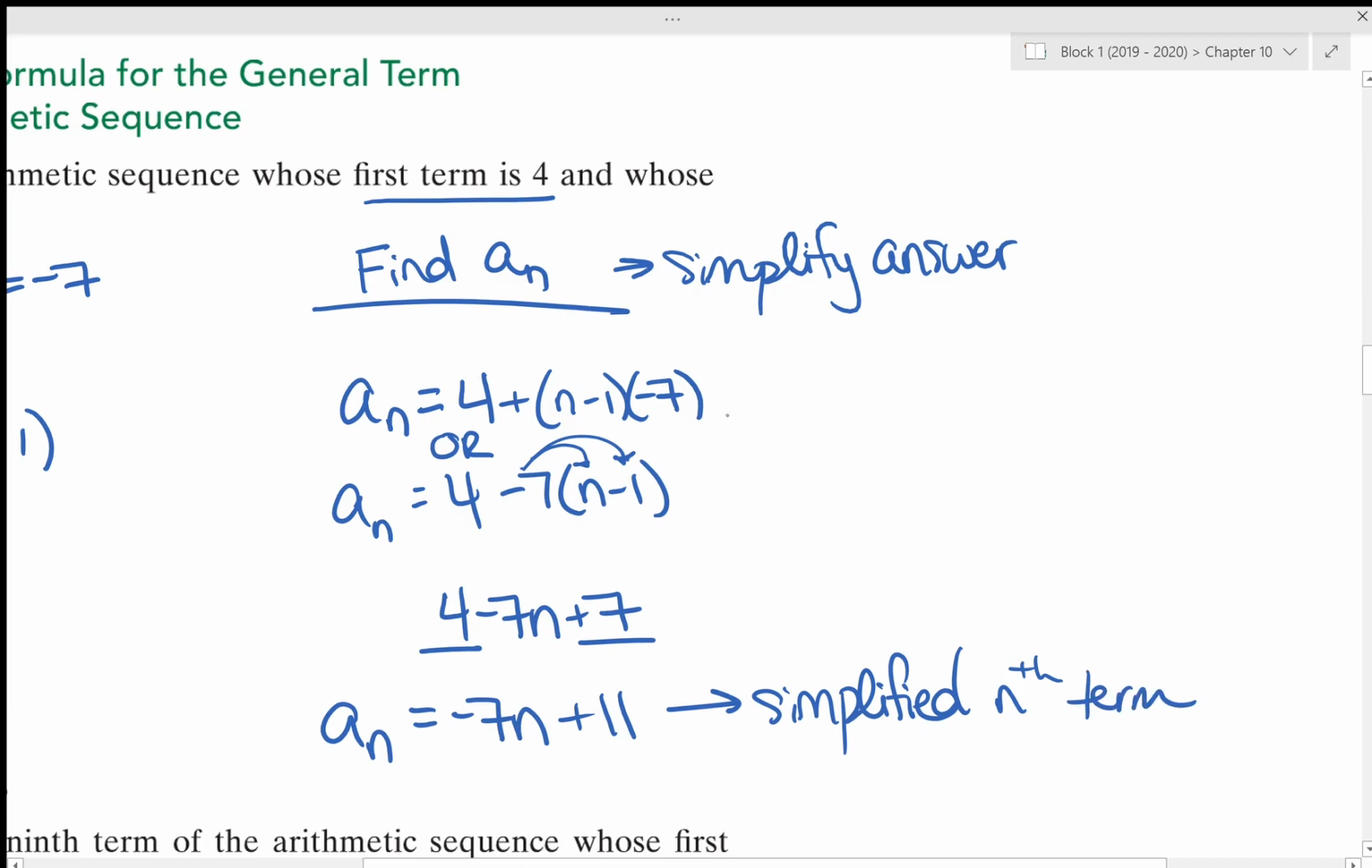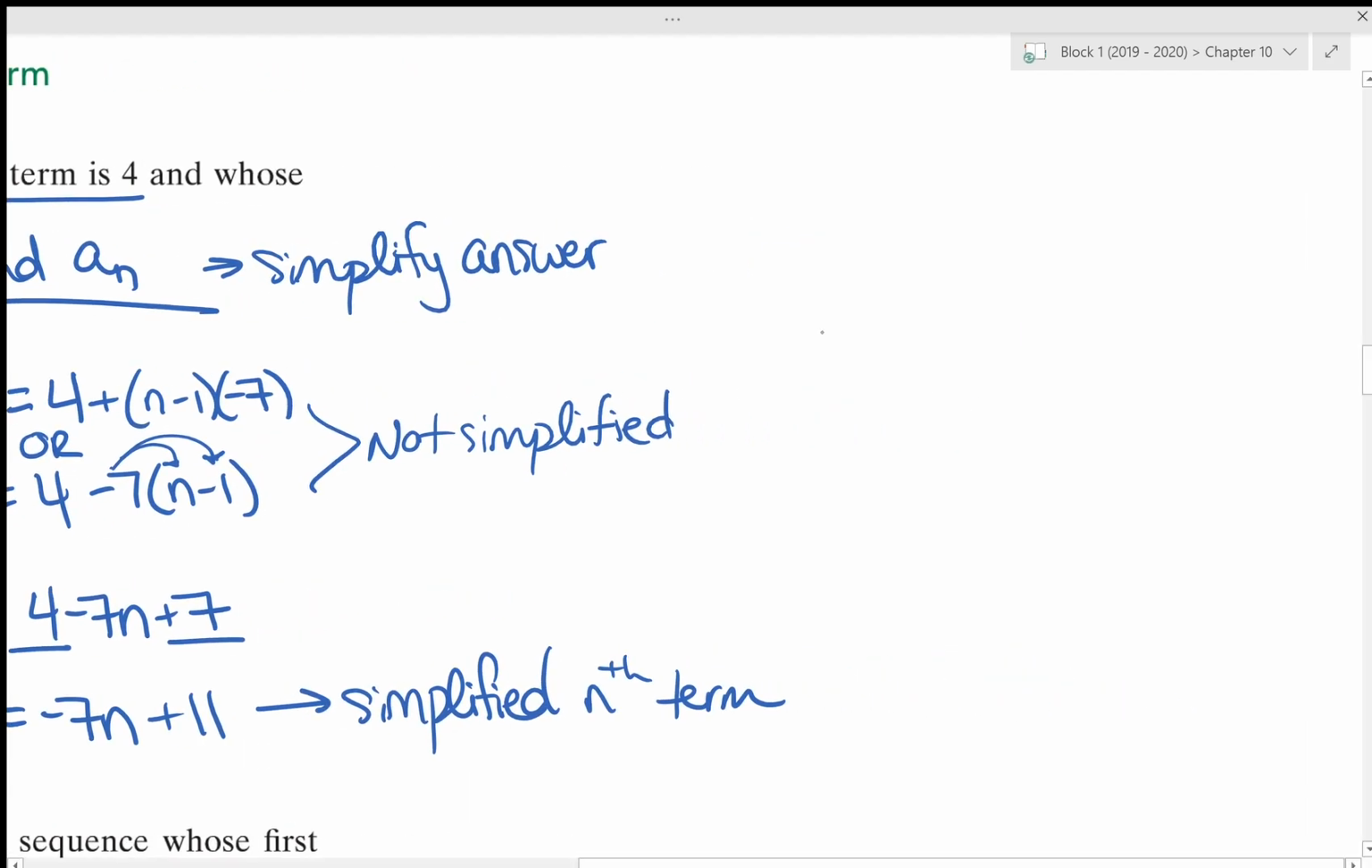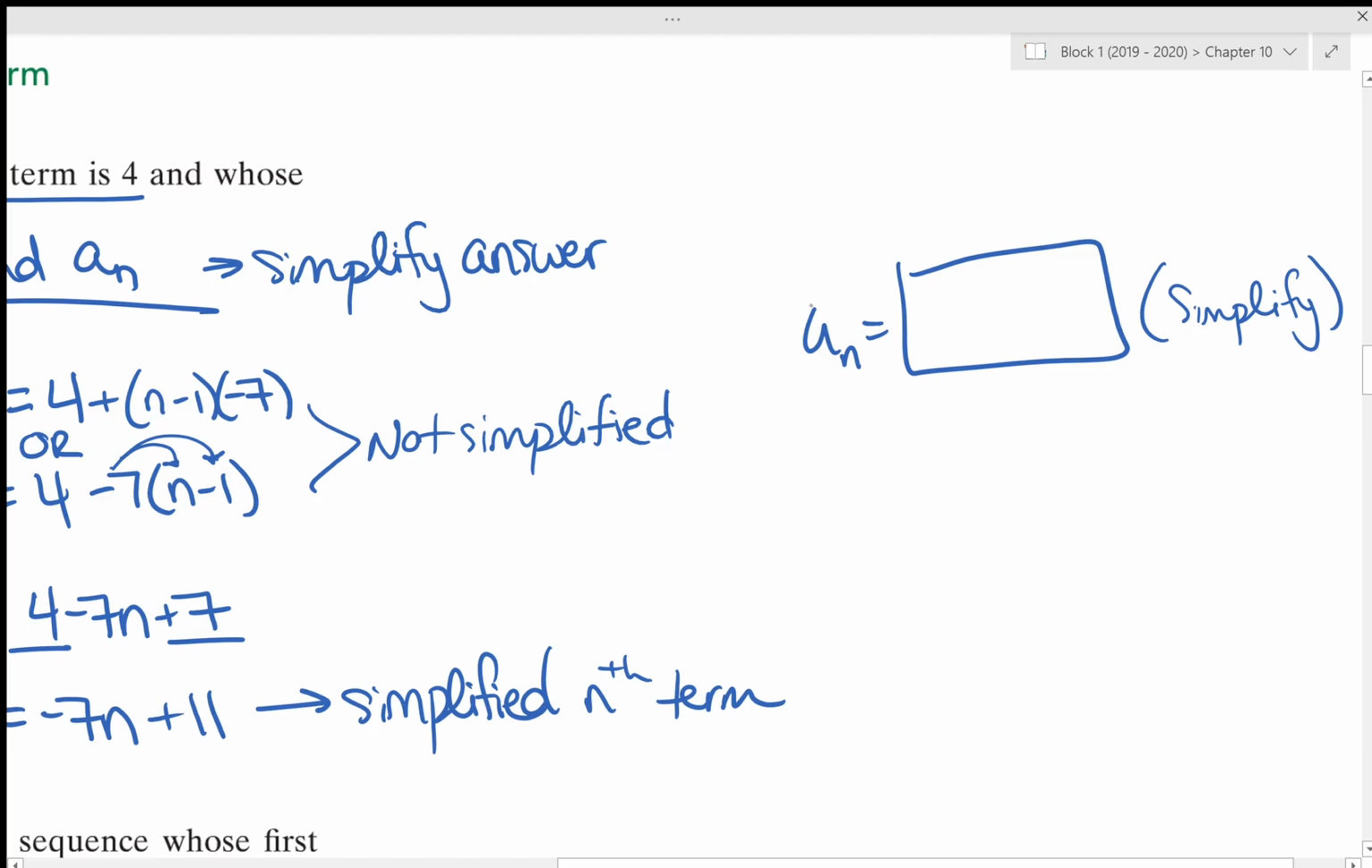Okay? This is not simplified. Sometimes my math lab will ask you to simplify. Sometimes it won't. Okay? So just notice where they want you to write a of n equals, and you see the little box. If next to it says simplify your answer, then I want you to simplify. If it doesn't, you don't have to. You can leave it in the original general term form.